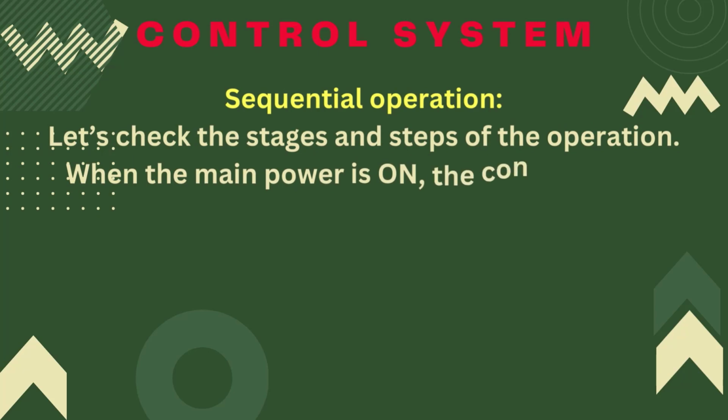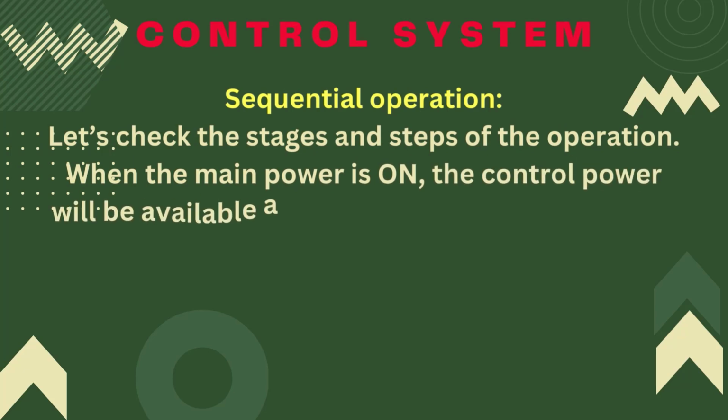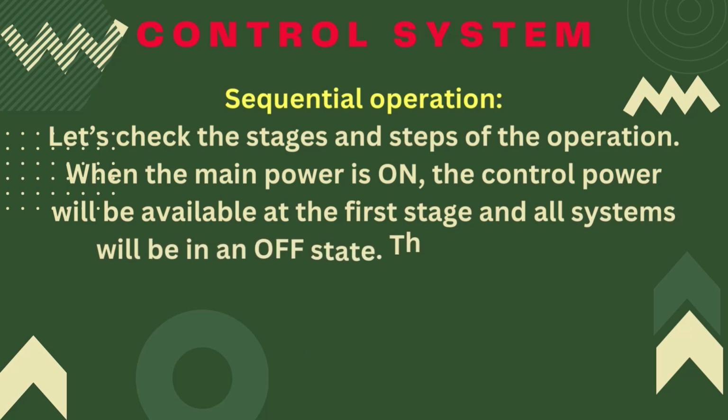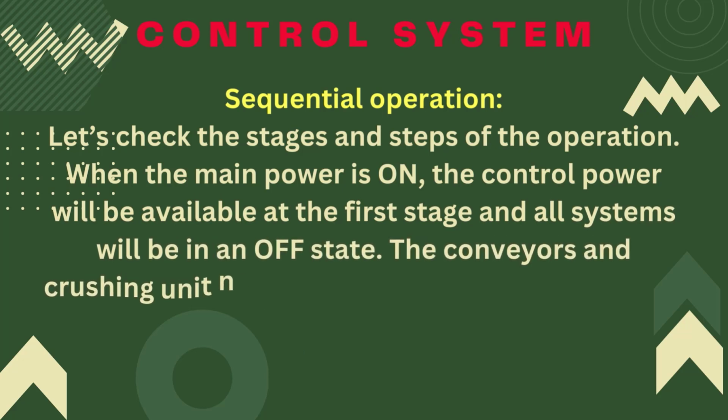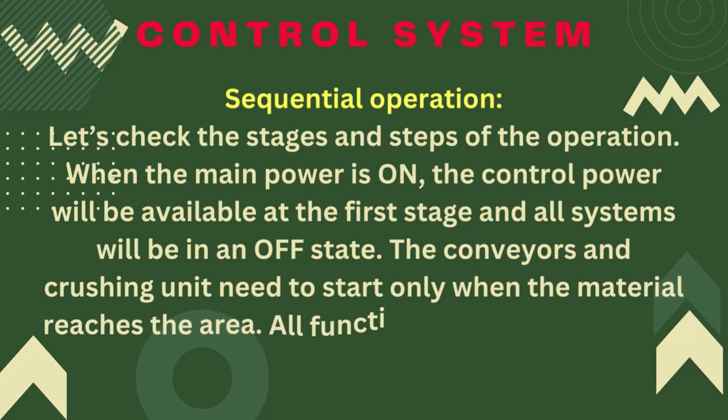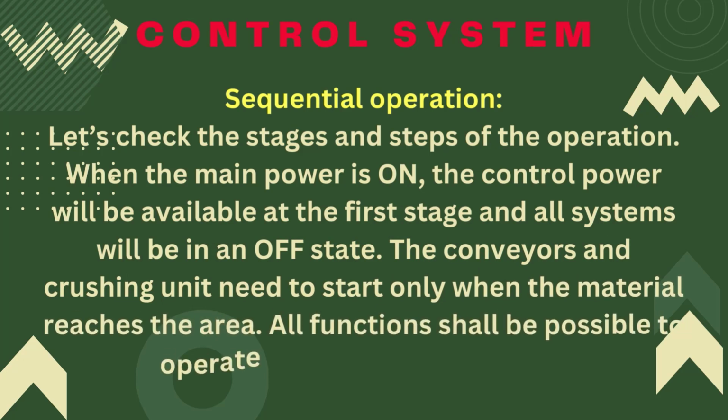When the main power is on, the control power will be available at the first stage, and all systems will be in an off state. The conveyors and crushing unit need to start only when the material reaches the area. All functions shall be possible to operate manual and automatic.